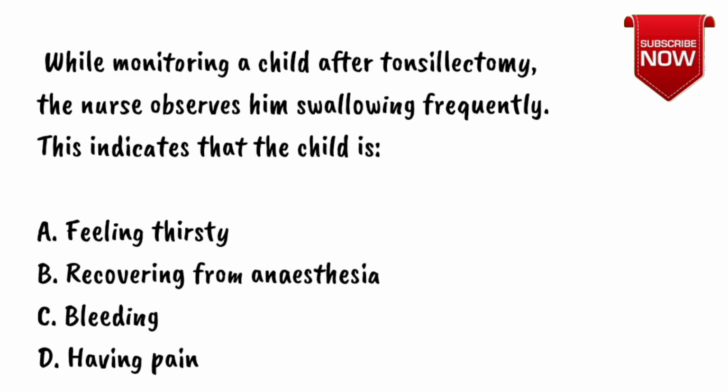While monitoring a child after tonsillectomy, the nurse observes him swallowing frequently. This indicates that the child is option A, feeling thirsty. Option B, recovering from anesthesia. Option C, bleeding. Option D, having pain. The correct answer is option C, bleeding. Swallowing frequently after tonsillectomy indicates bleeding. The immediate postoperative management is to place the patient in the lateral position to prevent aspiration.